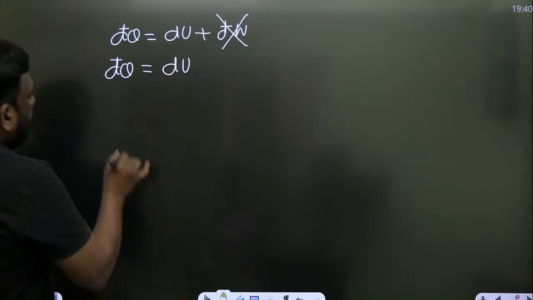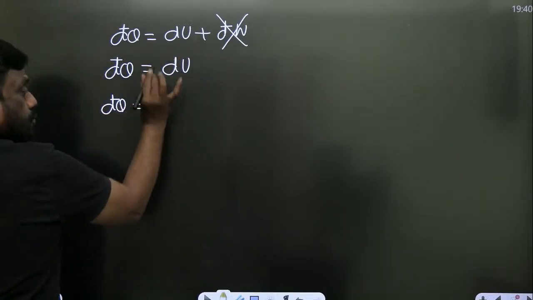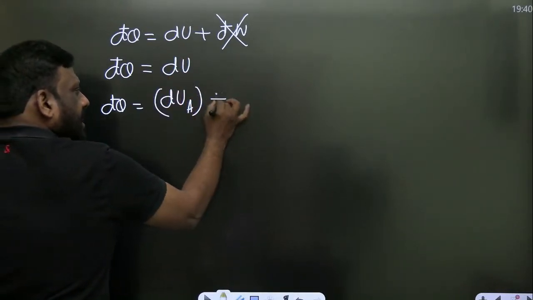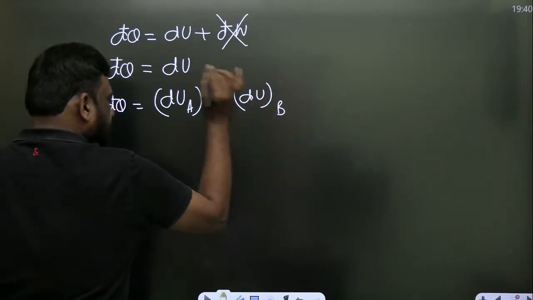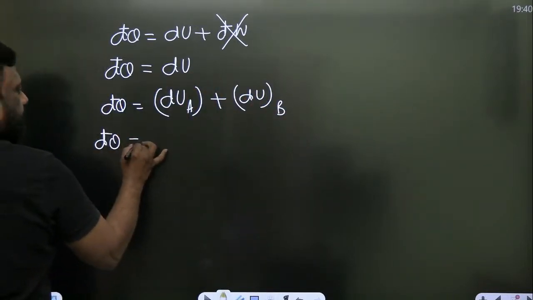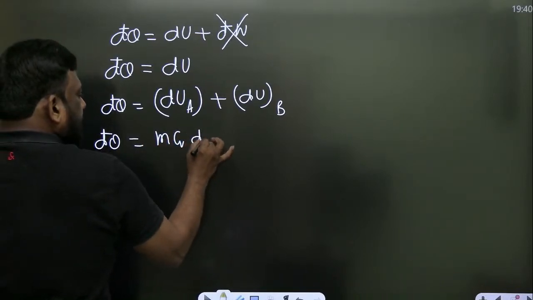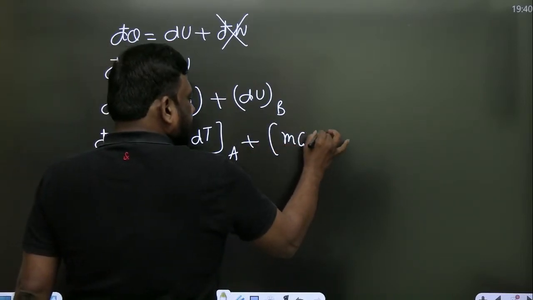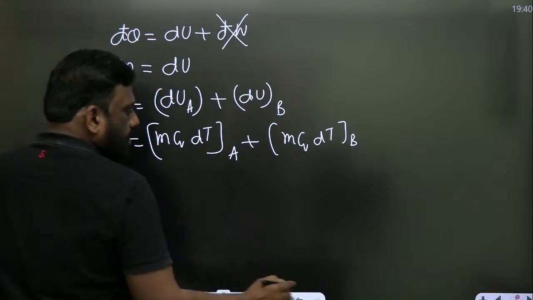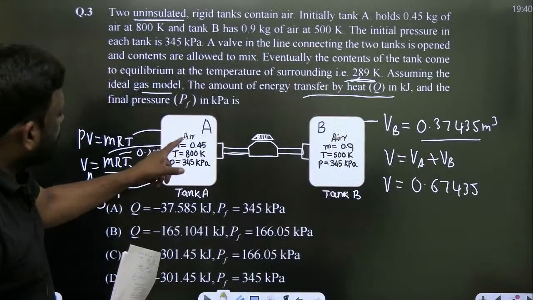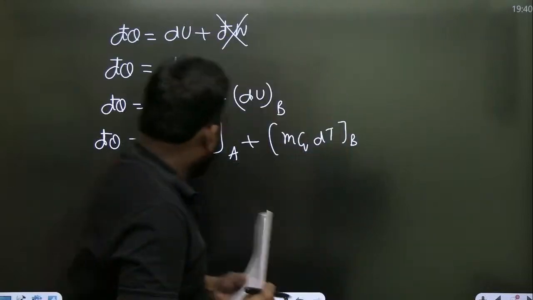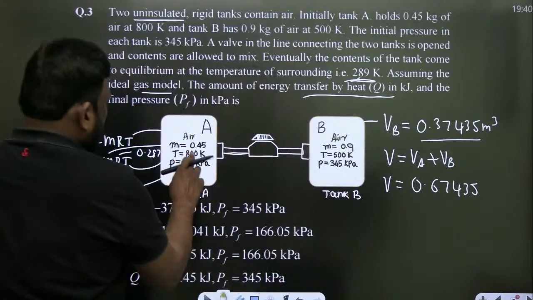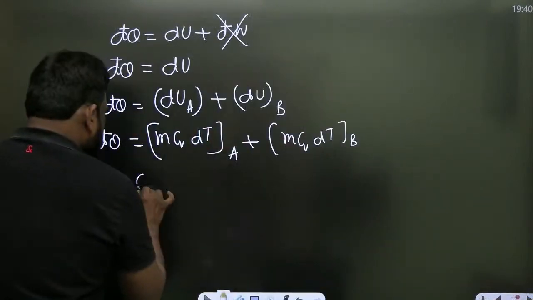Yes, sir. But this I write it as, look at carefully. सुनो carefully. What is du? It is the internal energy change of gas A and internal energy change of gas B. ठीक है sir. So heat transfer is equal to mCV delta T for tank A plus mCV delta T for tank B. ठीक है sir. Now I think masses are given. इधर का mass 0.45, उधर का 0.9, 0.45. इधर देखो D dash Q. So left side mass is how much? Tank A 0.45. So this is 0.45.